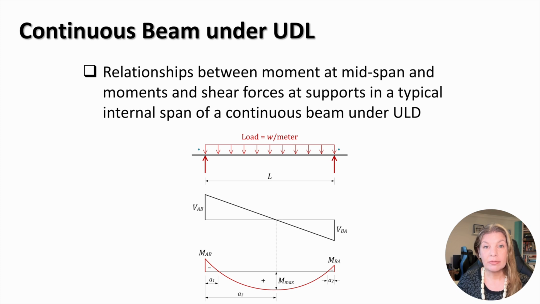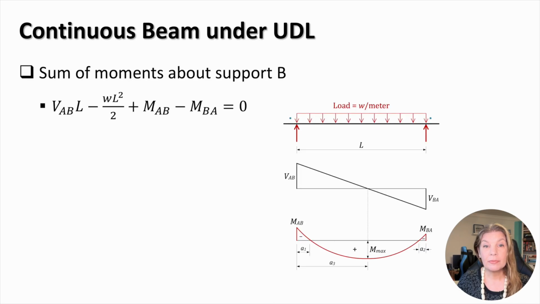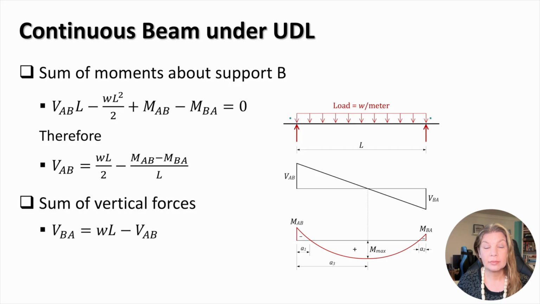In the diagrams, VAB and MAB are the shear force and bending moment above the support A, while VBA and MBA are the shear force and bending moment above the support B. The equilibrium of moments about the support B results in the following equation. This equation can be solved for the shear force VAB. The shear force VBA can be found from the equilibrium of vertical forces.